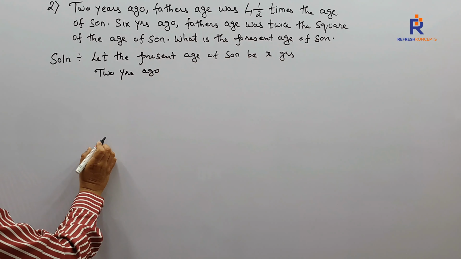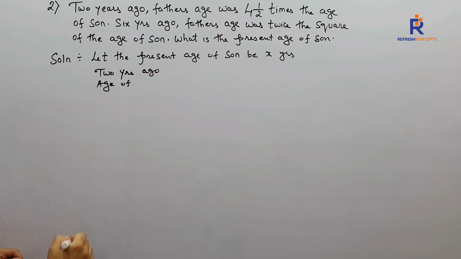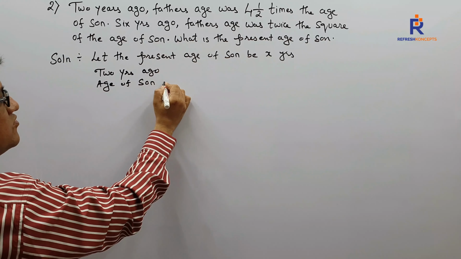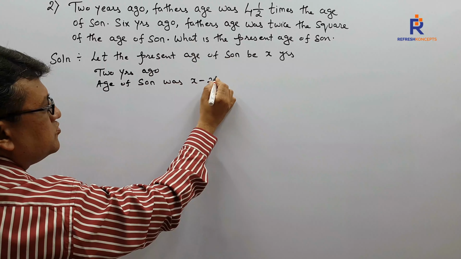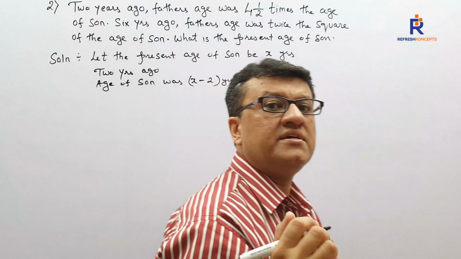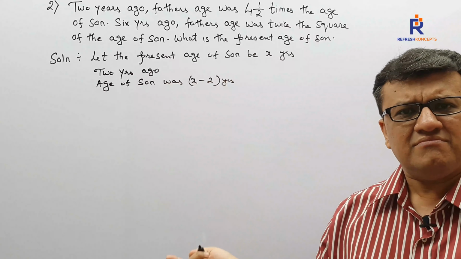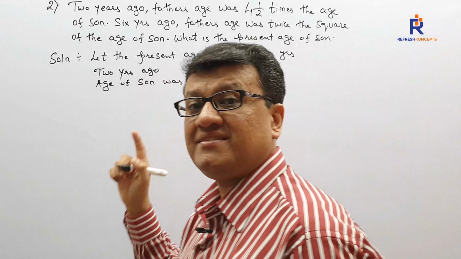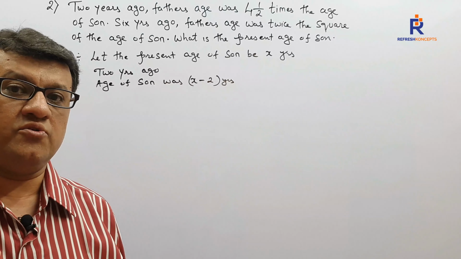First line: 2 years ago, age of son was x minus 2 years. How can one say that? Because if the present age is x years, what will be the age 2 years ago? 2 years less. So x minus 2 years. Now this is the age of son 2 years ago.